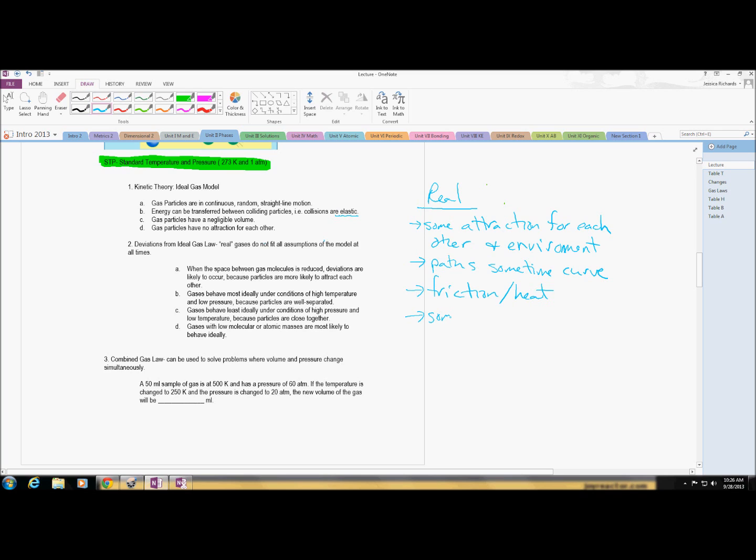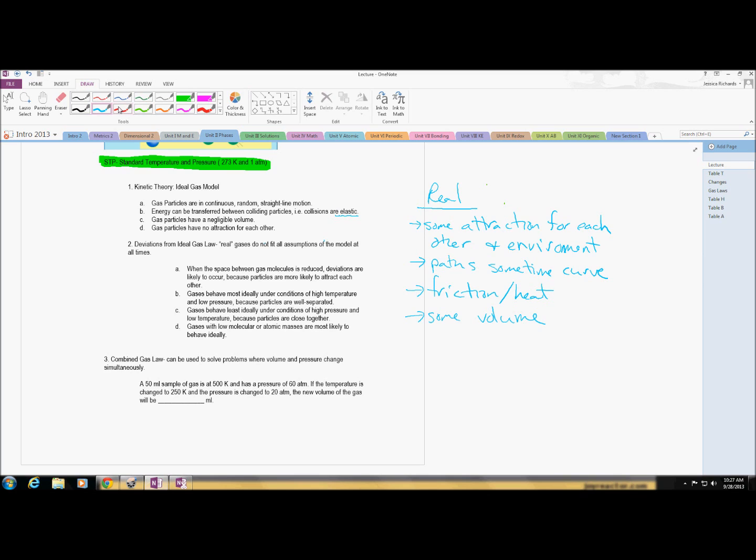We know that they have some volume because we can fill up a balloon with them. And you can only put so much gas into a container or cylinder. If you try to put too much gas in, most of you know that the container is going to explode, so you have to be careful of that. So they do have some volume, and we already said they have some attraction for each other. So these are ways that they deviate.